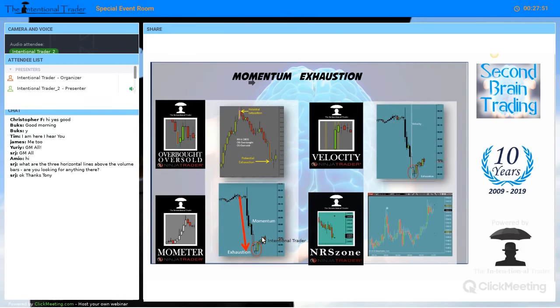Now on the right side, we have our zone, our naked rockstar zone, our NRS zone. When price is traveling inside this zone, it's really not the best time because things are kind of channeling. When it breaks outside the zone, that's when we're looking for exhaustion to set in. Okay, that's when we're looking for the pullback or the retracement.